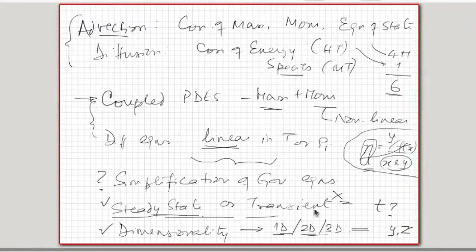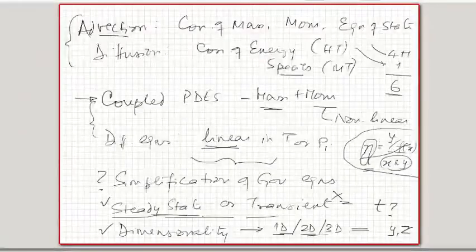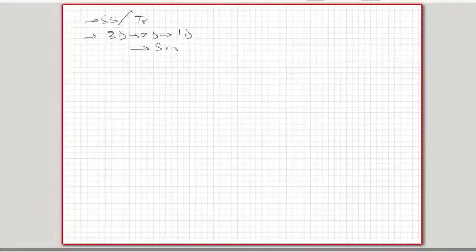Okay, so these are the kinds of simplifications. We will come to that when we actually solve the problem. So we are actually dealing with simplifications. You can reduce to steady state versus transient, and you can reduce the dimensionality from 3D to 2D to 1D, or you can also do similarity. Okay, so this is another simplification. The other kind of simplifications that can be done is also, for example, boundary layer approximations.